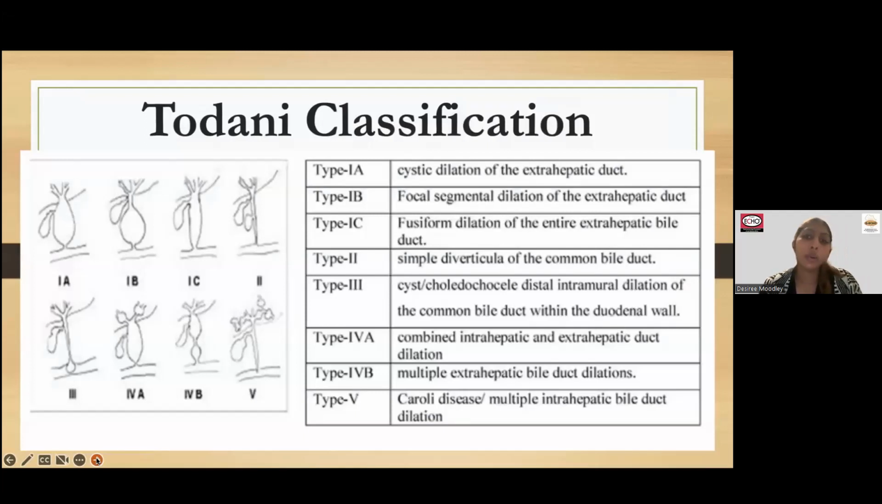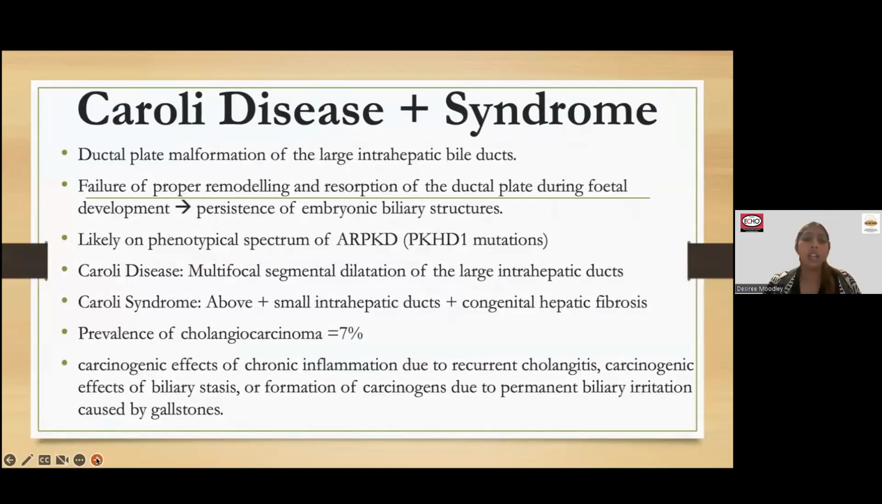Moving on to choledochal cysts. So this is just to refresh us about the Todani classification for choledochal cysts. So type 5 would be your Caroli disease. So you have a ductal plate malformation of your large intrahepatic bile ducts. You've got a failure of remodeling and resorption of your ductal plate during fetal development, and then you have persistent embryonic biliary structures. So it's on the spectrum of autosomal recessive PKD.